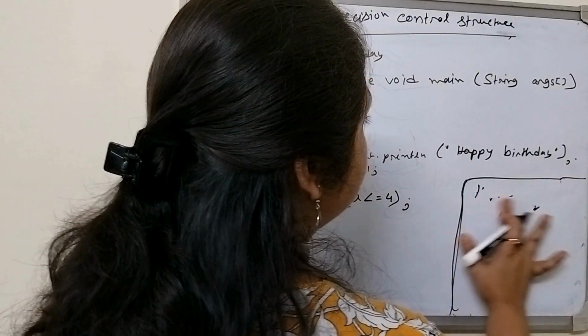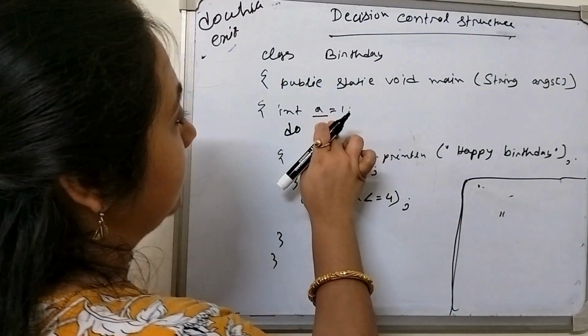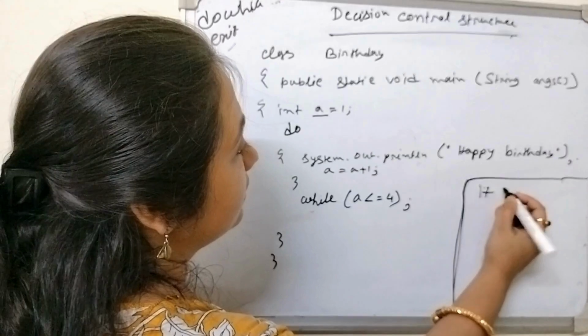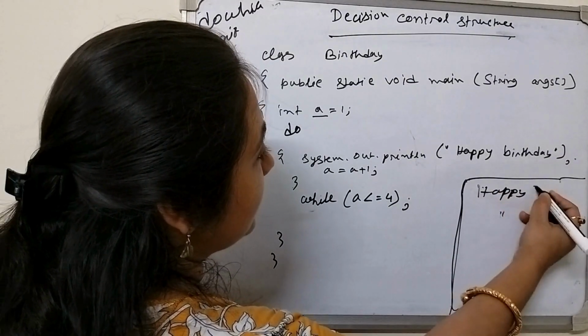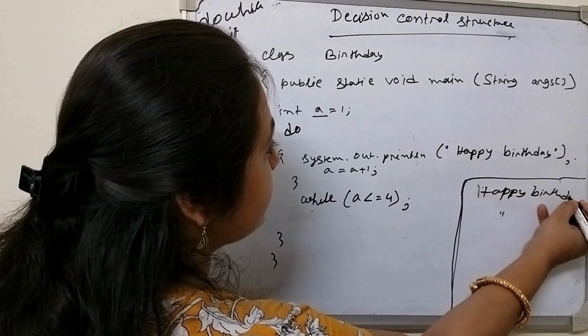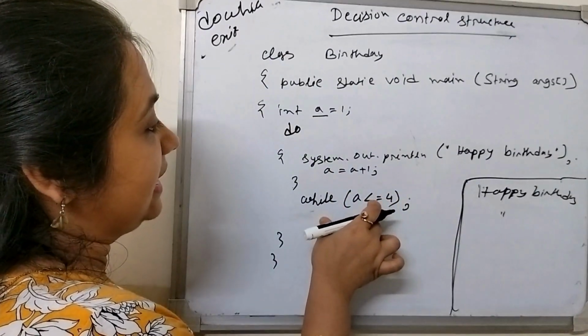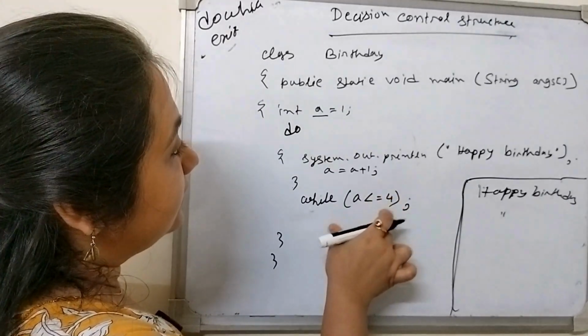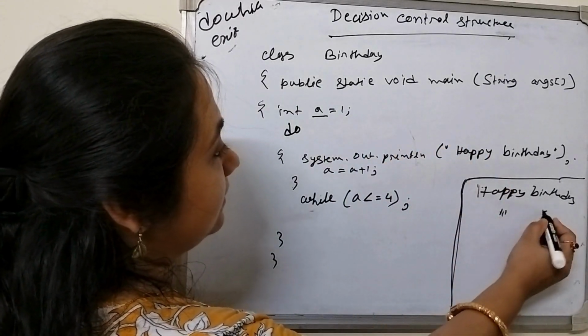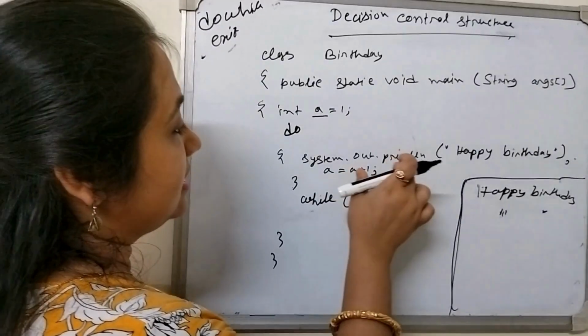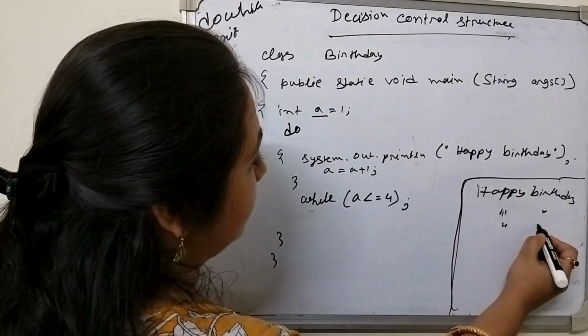So what will happen in the program? Suppose the value of a is initialized to 1, then we print that happy birthday message. Okay. Next, the value of a will be incremented by 1. This is 2. The value is checked. The condition is satisfied. Then we print happy birthday again. Next, after the second time it will be 3. The condition is satisfied. Then happy birthday will be printed.